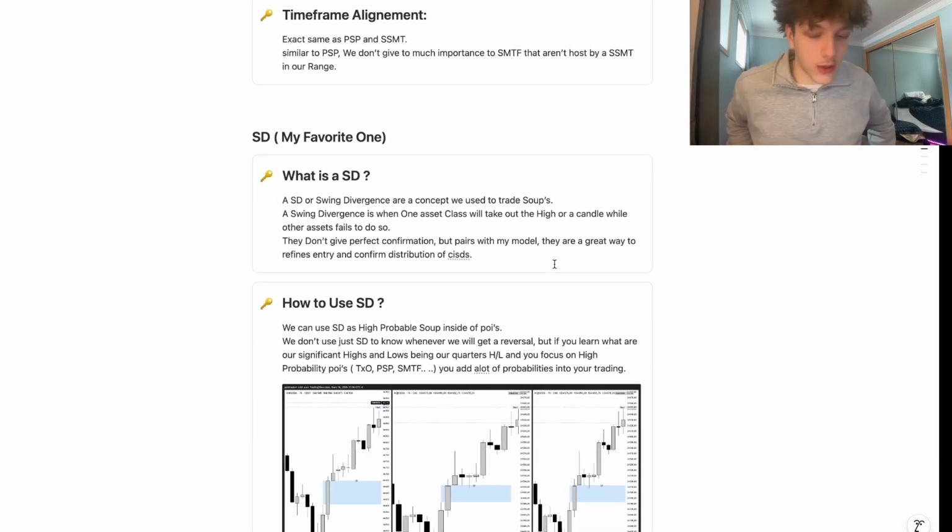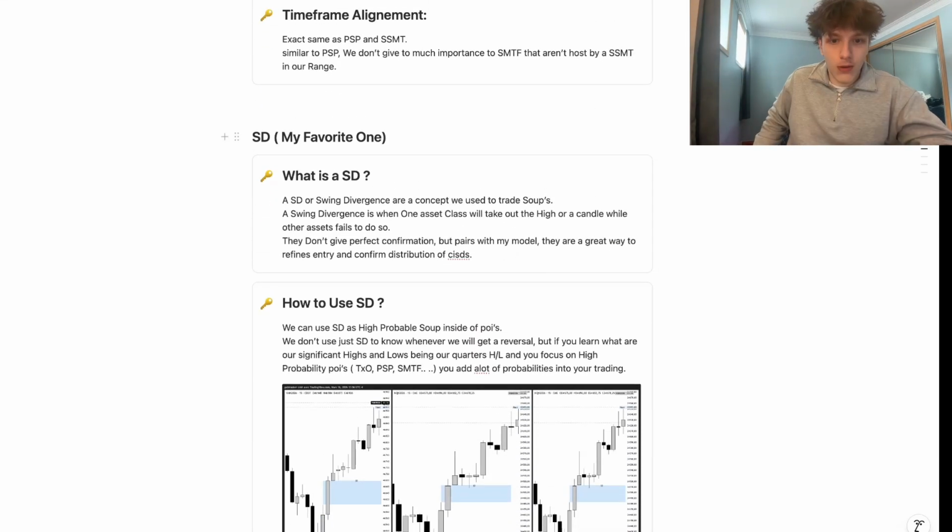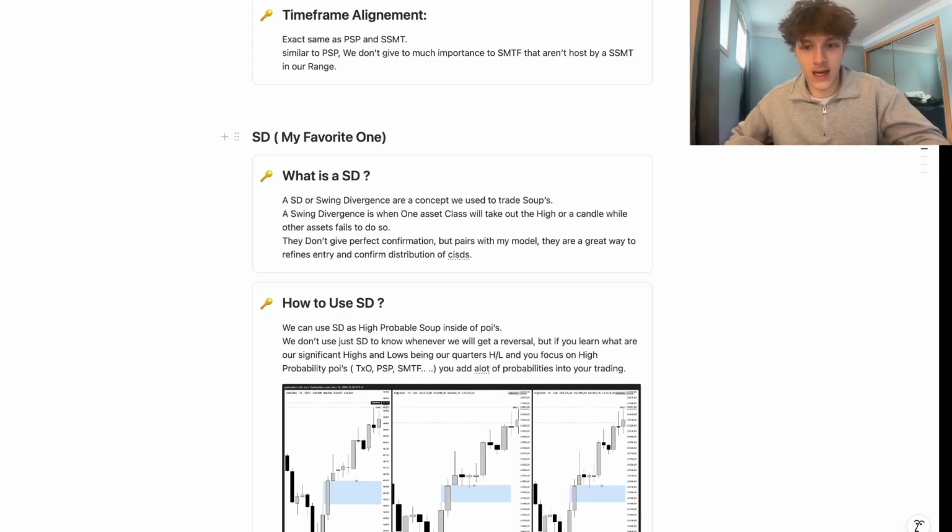SD, this is my favorite one. This is what probably surrounds 99% of my entries, and we'll go over it. So what is an SD? An SD, or swing divergence, is a concept we use to trade soups. So you know what a soup is in ICT concepts. A swing divergence is when one asset class will take out the high or the low, depending, of a candle while other assets fail to do so.